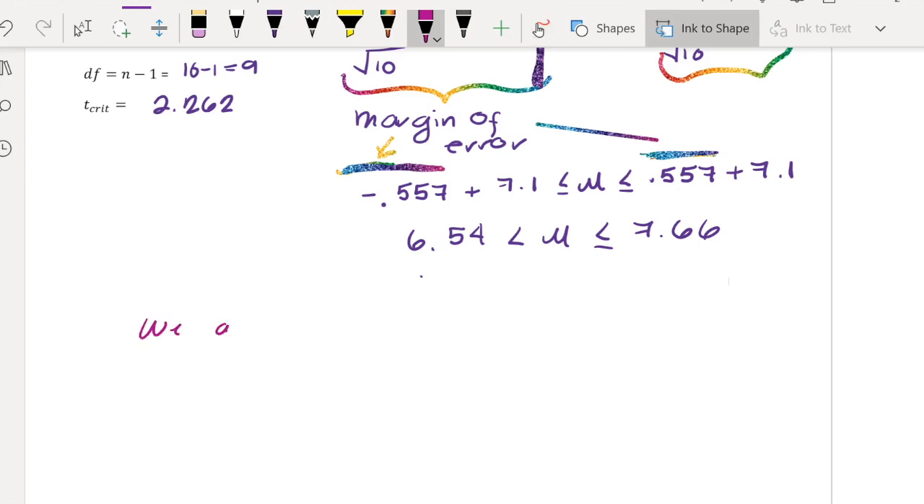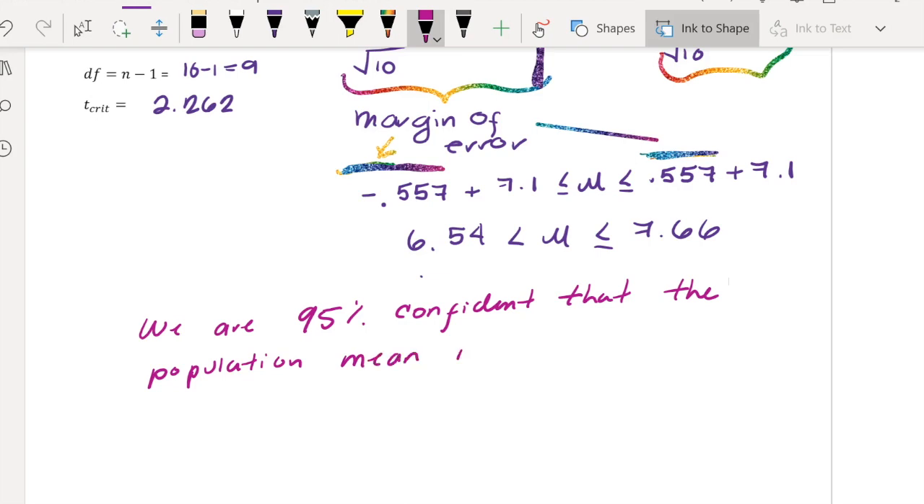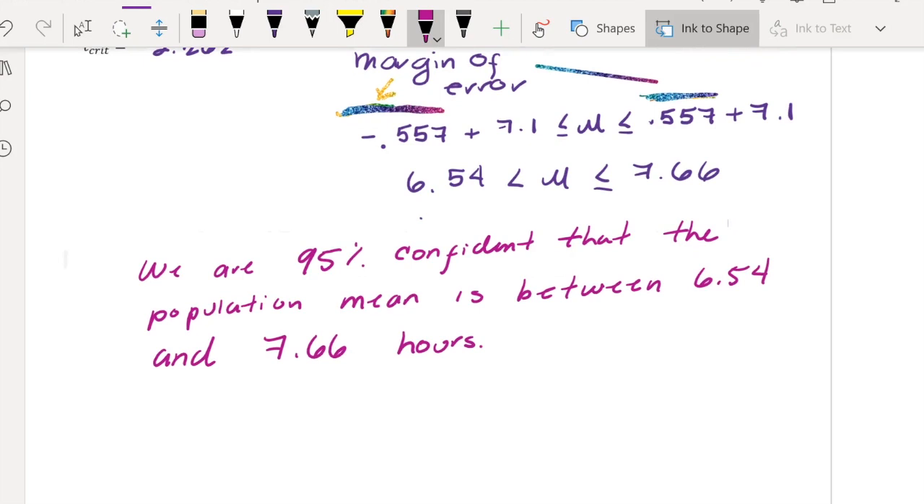So we are 95% confident, because we're doing confidence intervals, that the population mean is between 6.54 and 7.66 hours. Cool. Let's do another problem.